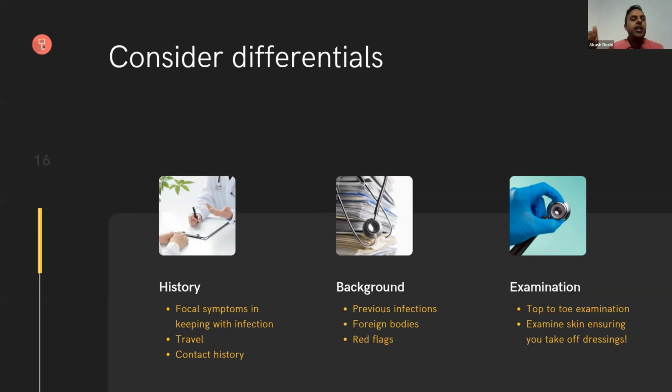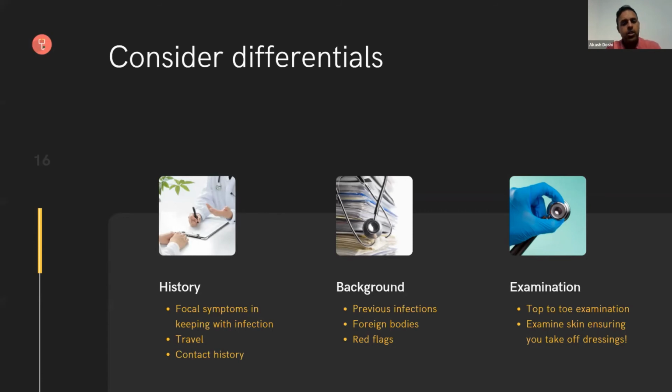You want to ask about headache, any neck stiffness, any photophobia. You want to go down to the throat and ask about sore throat, the chest, asking about shortness of breath, cough, the tummy, asking about tummy pain, diarrhea, and then looking at the skin, and then anything else that you can think of, like foreign bodies. You want to ask about travel and contact history.